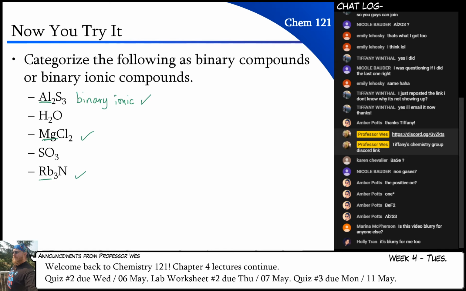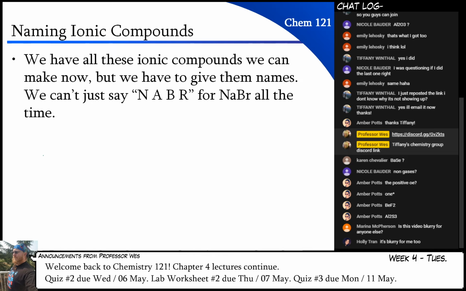So that's going to be the first question you ask whenever you are tasked with giving something appropriate names. Is it binary ionic? If it is, you're going to use the rules today. If it's not, you're going to use different rules in Chapter 5, and we'll get to those at that time. So let's name stuff.